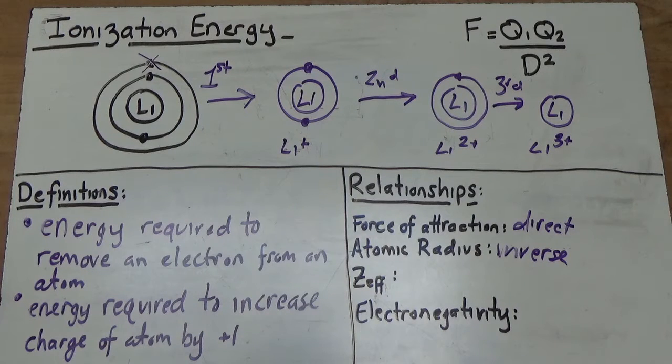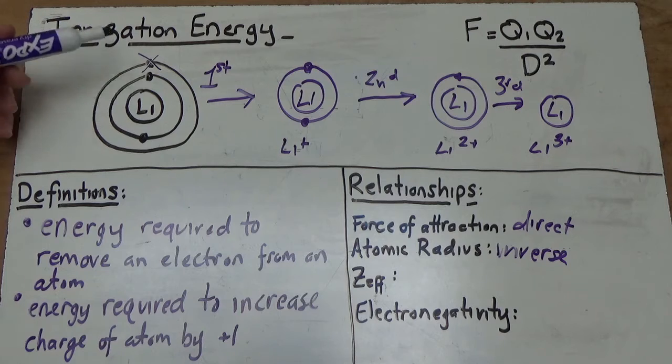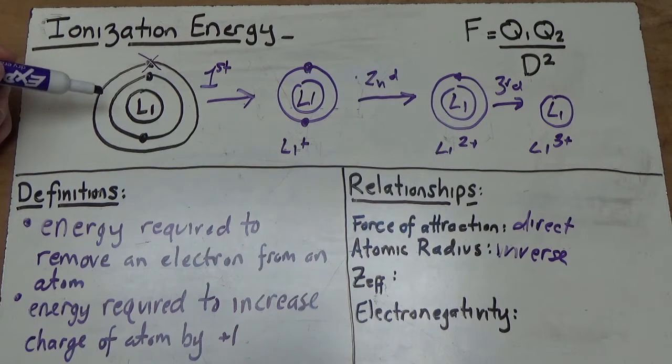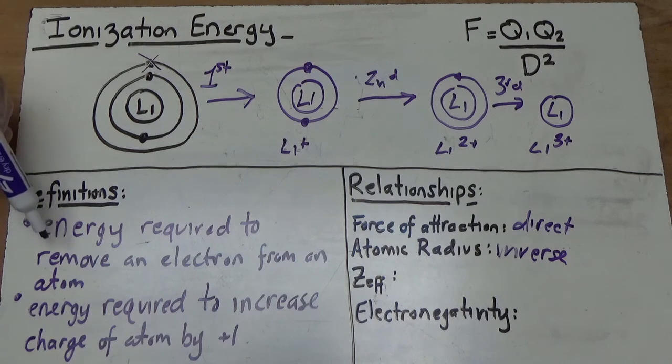What about Zeff, effective nuclear charge? Well, if we compare lithium to fluorine, we would see that lithium has a Zeff of +1 and 2 energy levels. Fluorine has a Zeff of +7 and 2 energy levels. So that means that although they have the same number of energy levels, fluorine is pulling much more strongly on its electrons than lithium. And if you're pulling more strongly on your electrons, they're going to require more energy to remove.